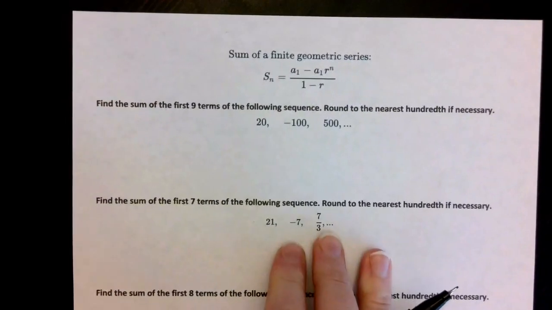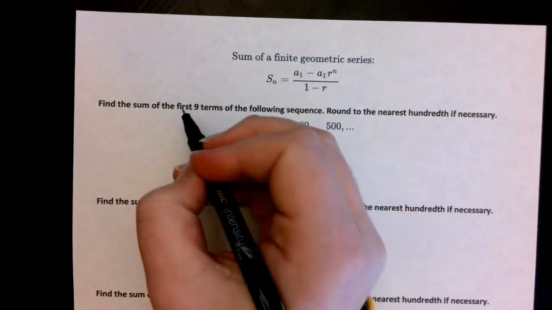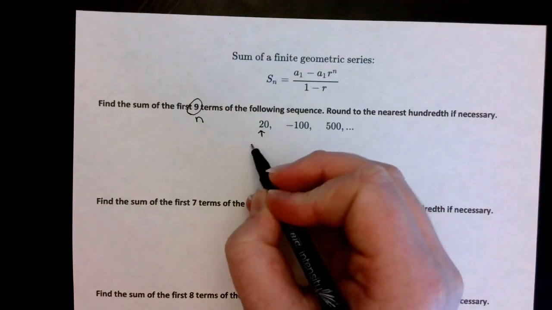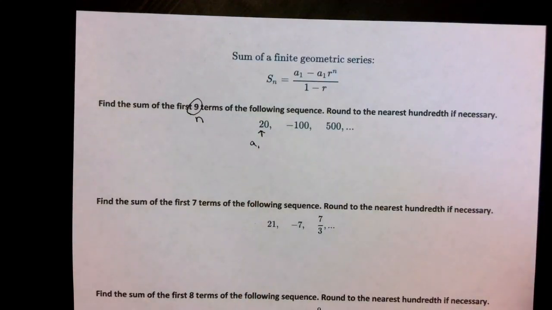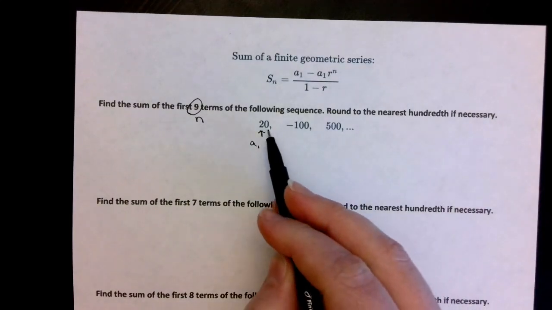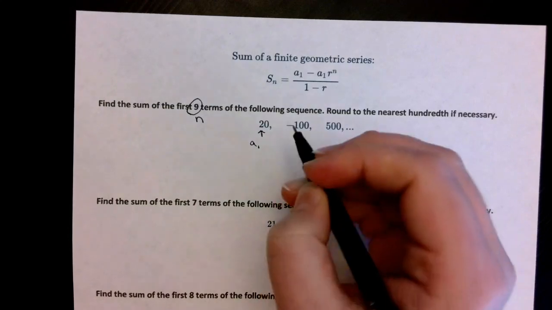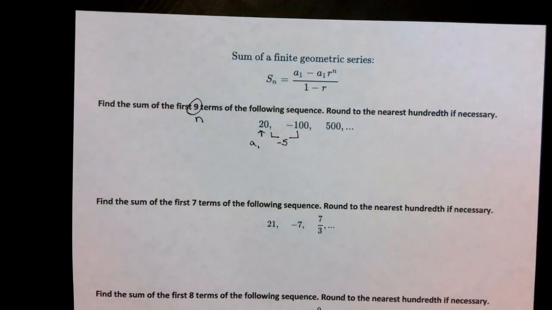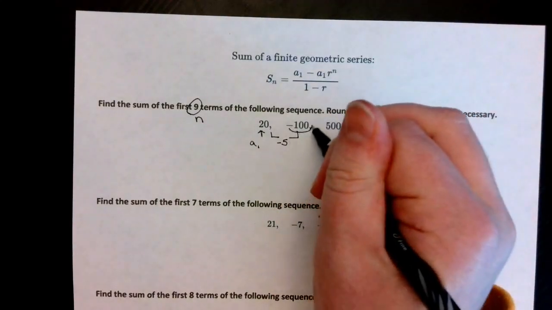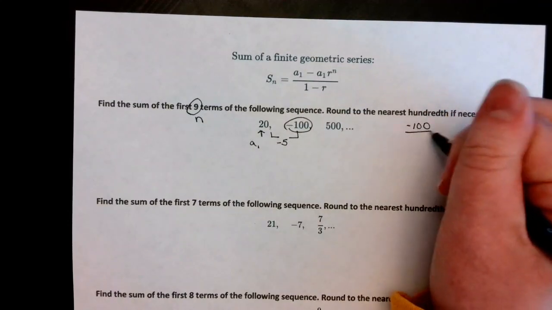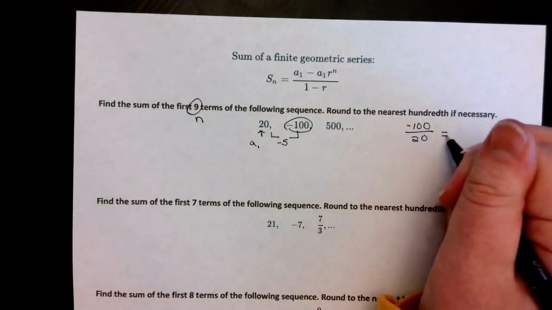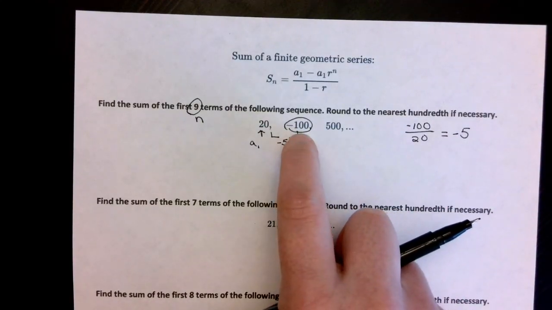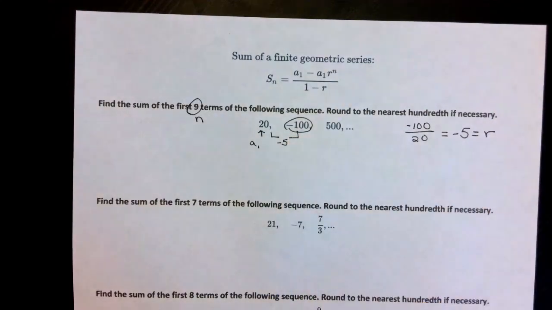So the first question says, find the sum of the first 9 terms of the sequence. So 9 is your N. Your first term is 20. We have to figure out what you multiply 20 by to get to negative 100. The number you would multiply 20 by to get to negative 100 is negative 5. If you don't know that off the top of your head, you take this number and you divide it by the number before it, and you would get negative 5. And you also notice 500 divided by negative 100 is also negative 5. So negative 5 is my R.